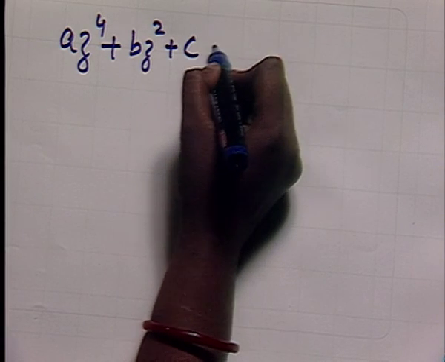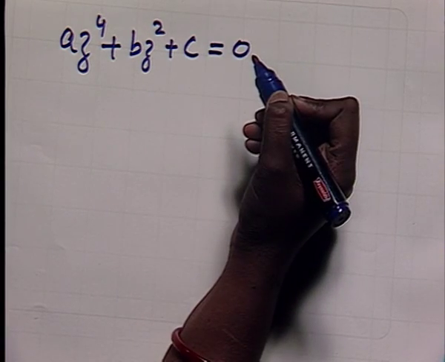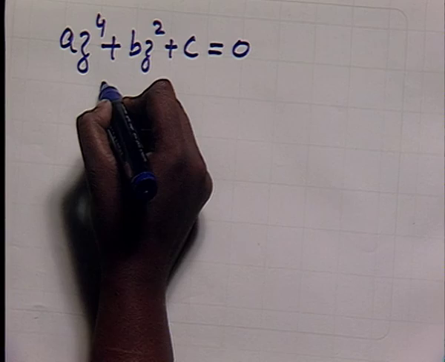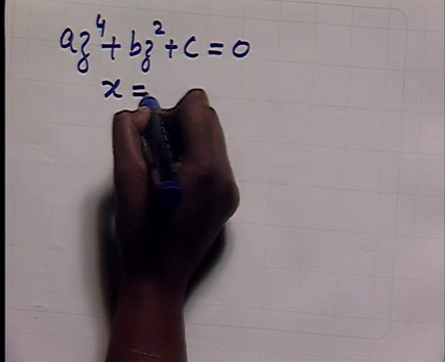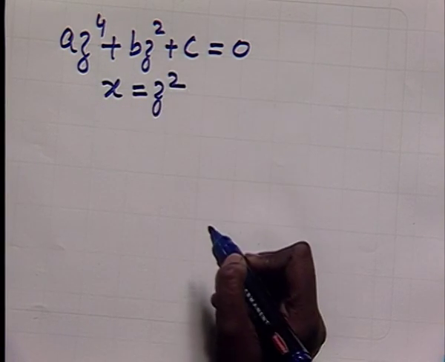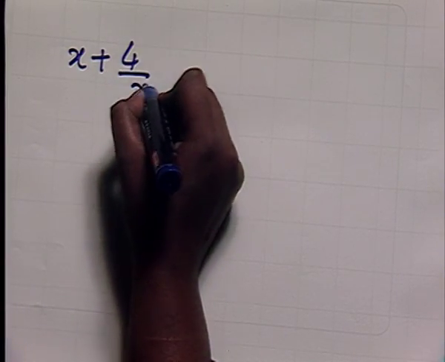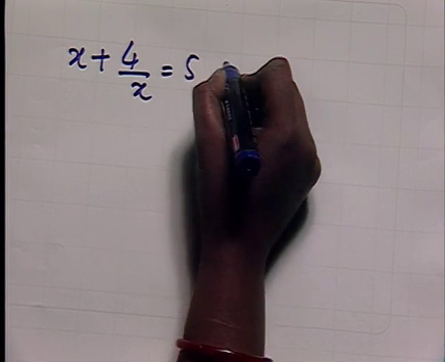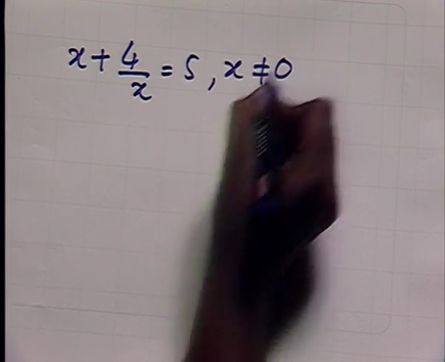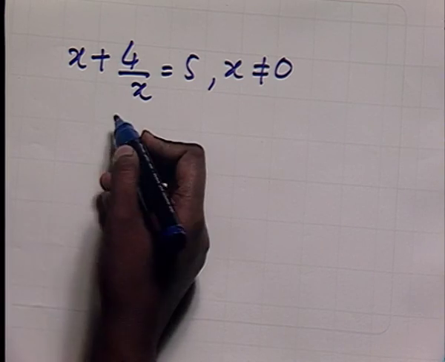Thus, we find that an equation of the form a z raised to the power 4 plus b z square plus c equal to 0 can be reduced to quadratic form by the substitution x equal to z square. Consider the equation x plus 4 upon x equal to 5, x not equal to 0. Let us simplify this equation and see what we get.